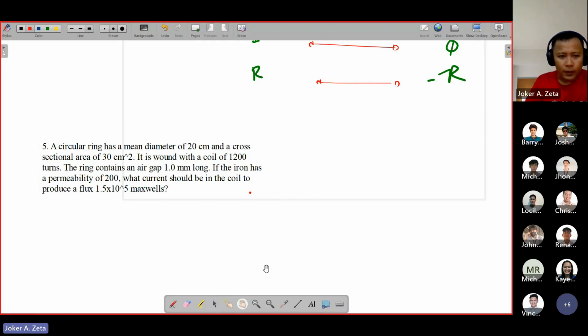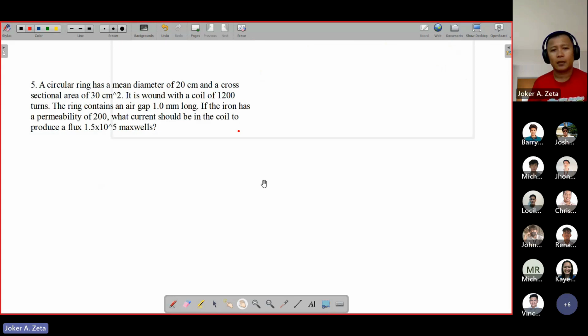Number 5. A circular ring has a mean diameter of 20 centimeters and a cross-sectional area of 30 centimeters squared. It is wound with a coil of 1,200 turns. The ring contains an air gap 1 mm long. The iron has a permeability of 200. What current should be in the coil to produce a flux of 1.5 times 10 to the power of 5 Maxwells?